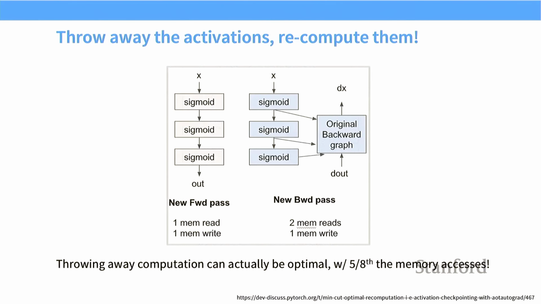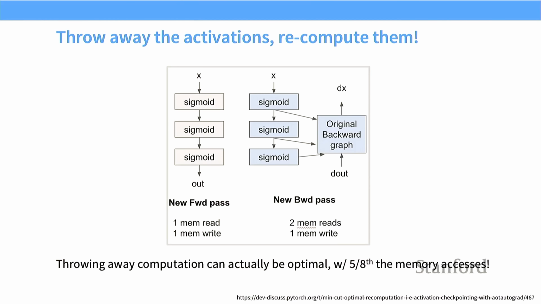So the idea of recomputation is to say, I don't want to store those activations at all, right? I'm not going to put them into memory. I'm just going to recompute them on the fly in my backward pass, right? So now in my new forward pass, I don't store S1 and S2. I take X as input, I compute my sigmoids, and I get my output, right? So now that's 1 memory read for X, 1 memory write for out, right?